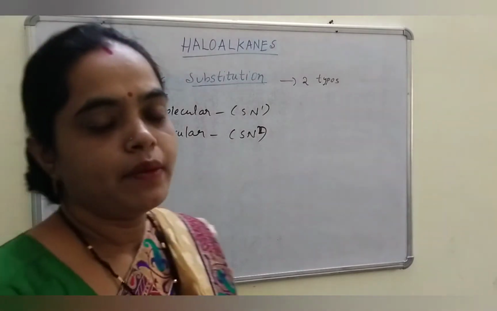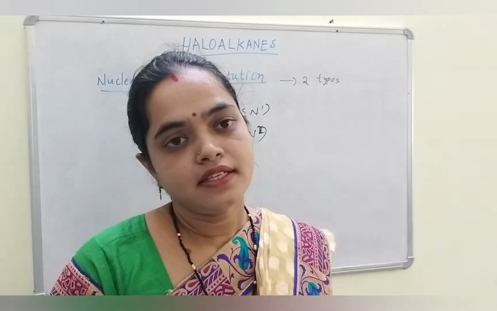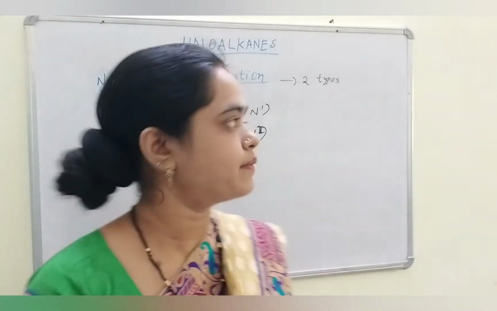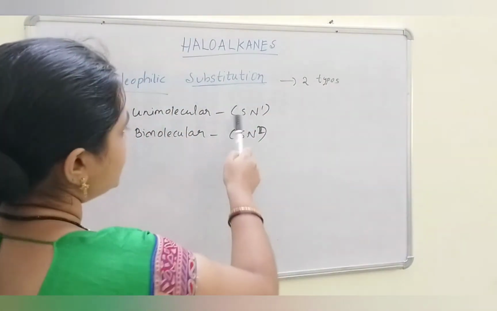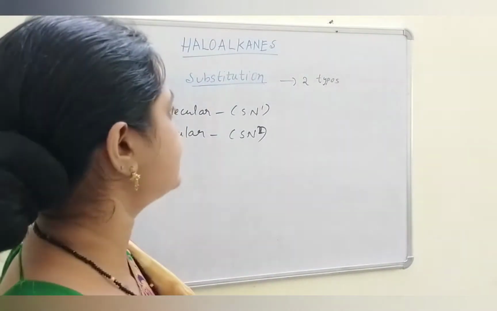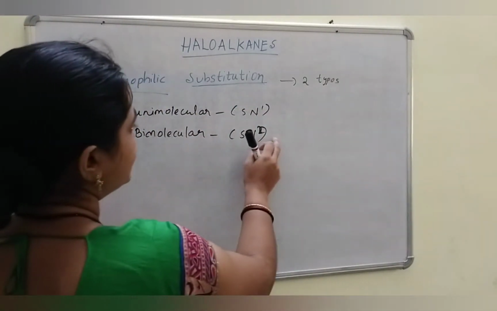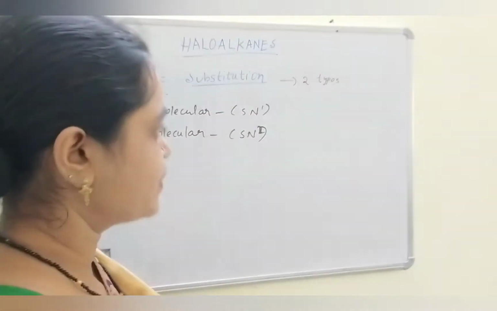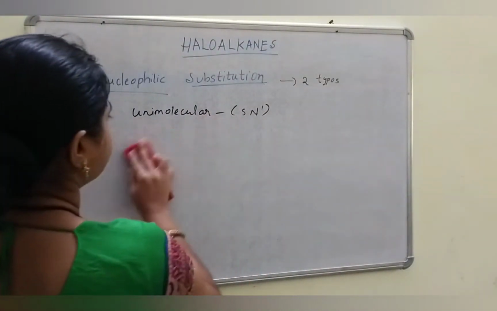Okay, the next important chemical property is nucleophilic substitution reactions. In the chemical properties of haloalkanes, nucleophilic substitution reactions are very important. There are two types: unimolecular, that is SN1, and bimolecular, that is SN2. Let's begin the topic with unimolecular SN1.